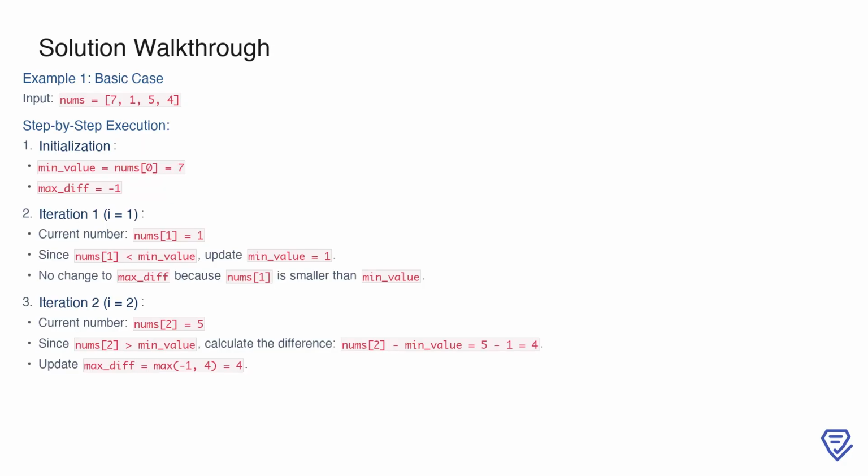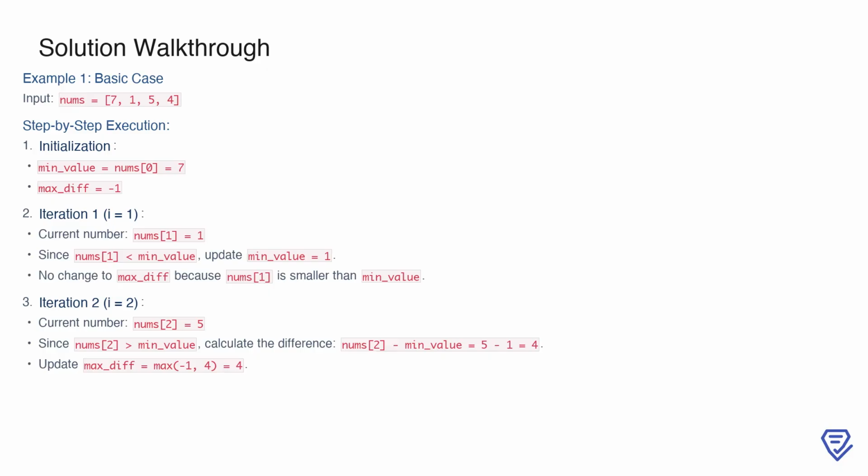Here, we begin with the first example where the input array is nums equals 7, 1, 5, 4. To solve this, we start by initializing two variables. The first is min_value, which is set to the first element of the array, 7. The second is max_diff, initialized to -1 since no difference has been calculated yet.